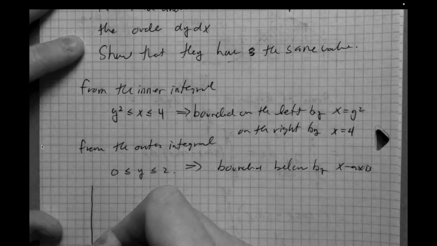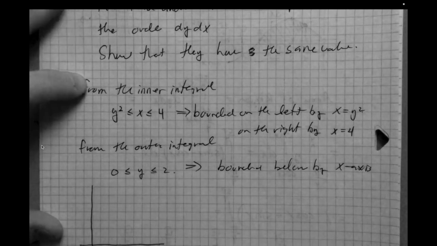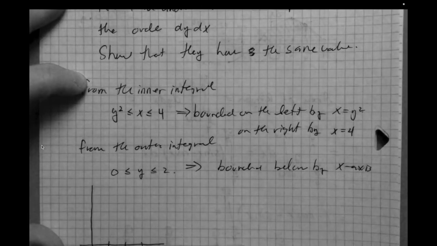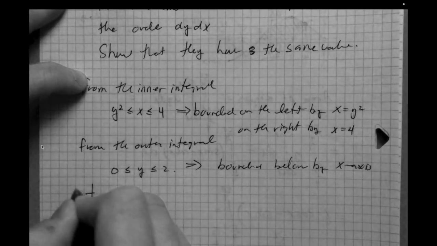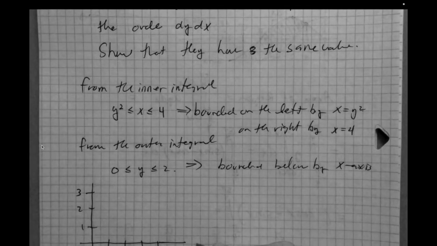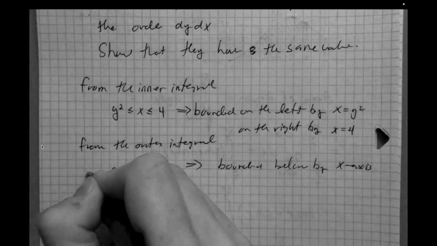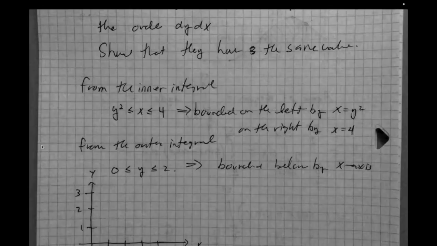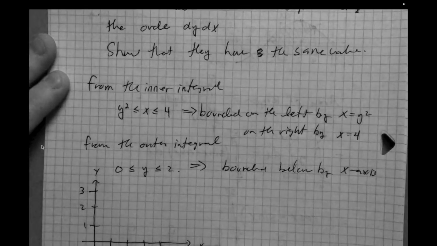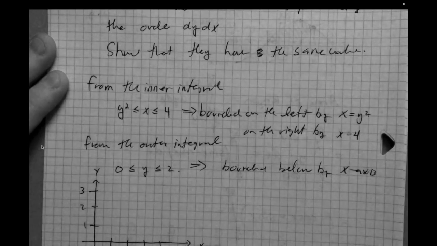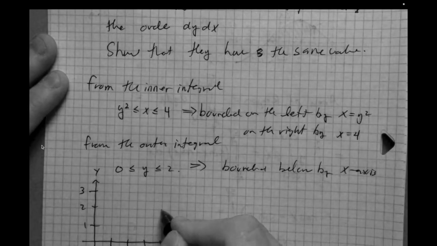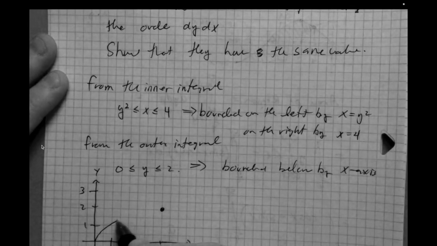What does this have to look like? Well, there are a number of ways to think about it. 1, 2, 3, 4. Okay, so this is your x-axis, and this is your y-axis. And so we know that x is going to be bounded by the parabola x equals y squared and the line x equals 4. So x equals 4 is right here. And x equals y squared would look basically like this, right? It would go through 2 squared is equal to 4. So it would kind of go like this, right?